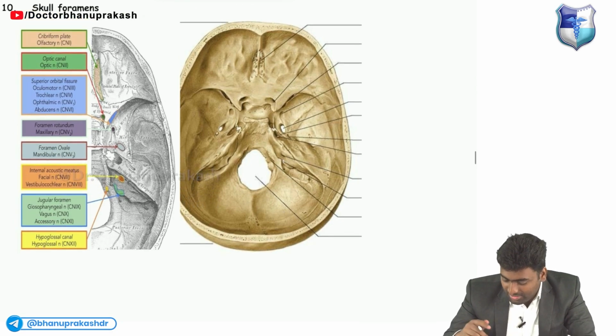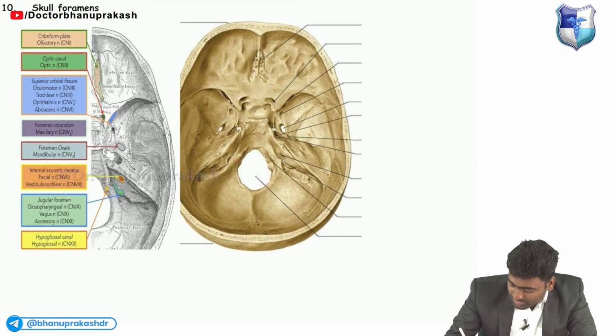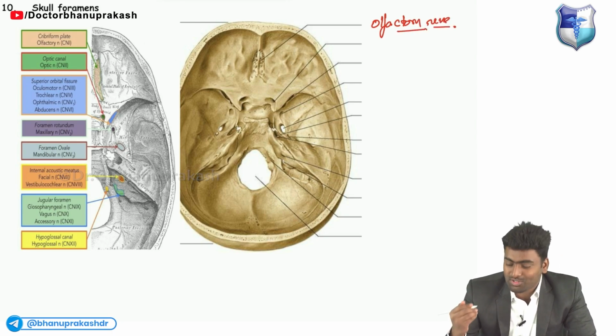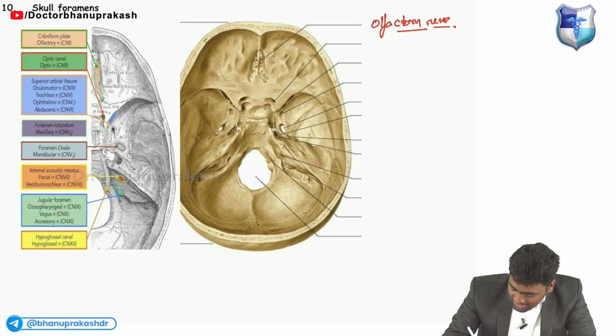We'll see about these phenomena. This first one is the olfactory nerve passage. Then if you see, this is the optic canal, which gives passage to the optic nerve.